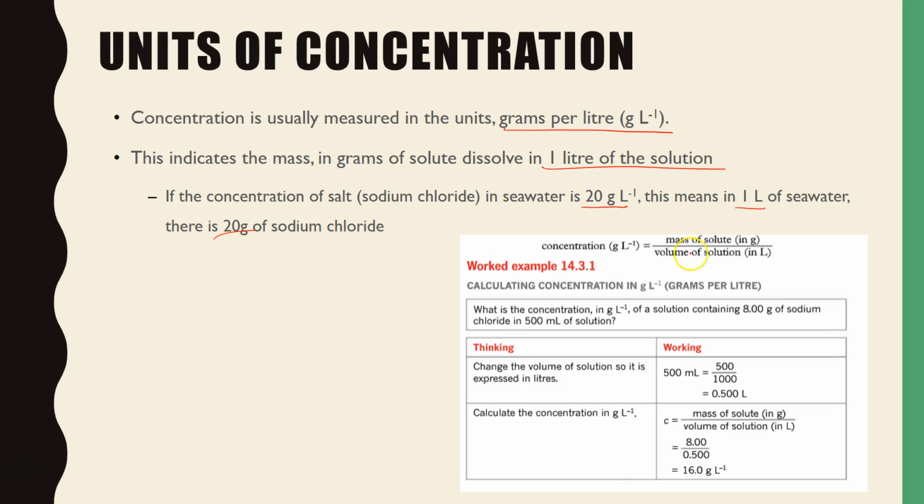Concentration is given by mass of solute in grams divided by volume in litres. So the concentration in grams per litre of 8 grams of sodium chloride in 500 ml of solution is calculated as follows. First of all, we need to convert the 500 ml into litres, because the volume is always reported in litres. So you divide 500 by 1,000, converting millilitres to litres, so we have half a litre. The concentration is equal to the mass of the solute divided by the volume of solution. So we have 8 grams divided by 0.5, which means we have a concentration of 16 grams per litre.